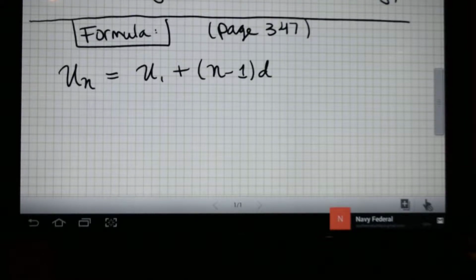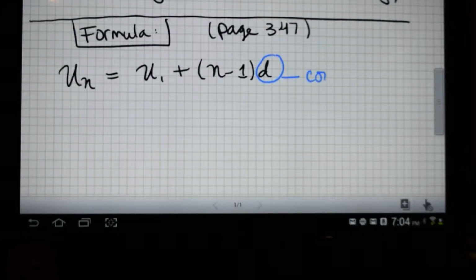Let's talk about what all these various things are. This D is the common difference. We just talked about that. U_n is your actual term.